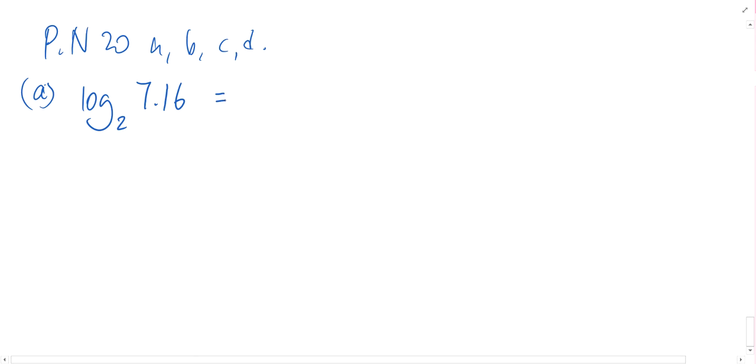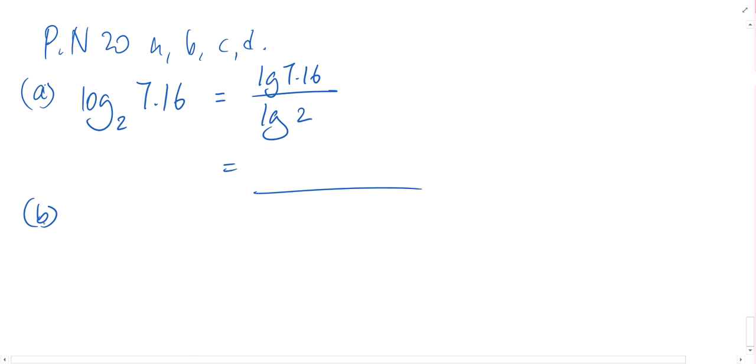How do I show the working for change of base? Log 7.16 divided by log 2. Okay, use your own calculator, figure this out. Whatever it is, I'm sure you can get it correct.